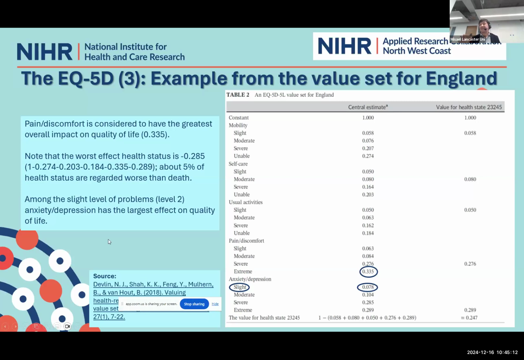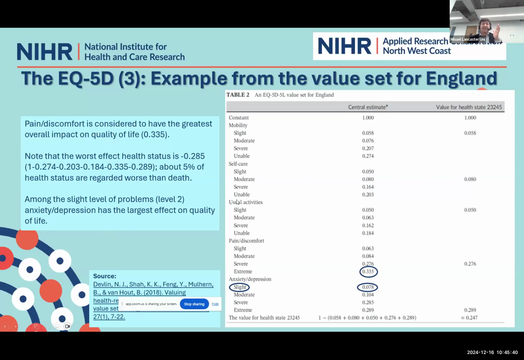They surveyed randomly, representatively, about 1,000 people who live in England. And they performed these questionnaires and some discrete choice experiments, and they arrived at this table. So I will explain how to read this table. If you see, we have 5 dimensions, each with 5 levels.